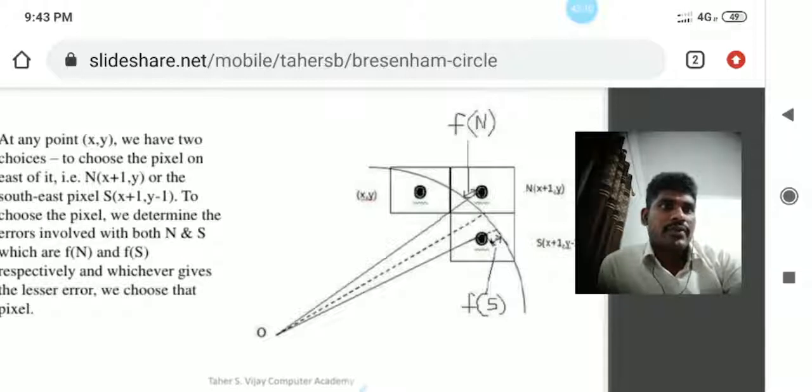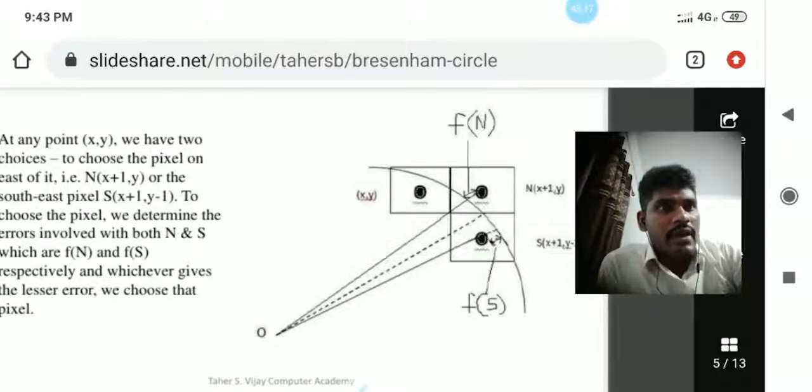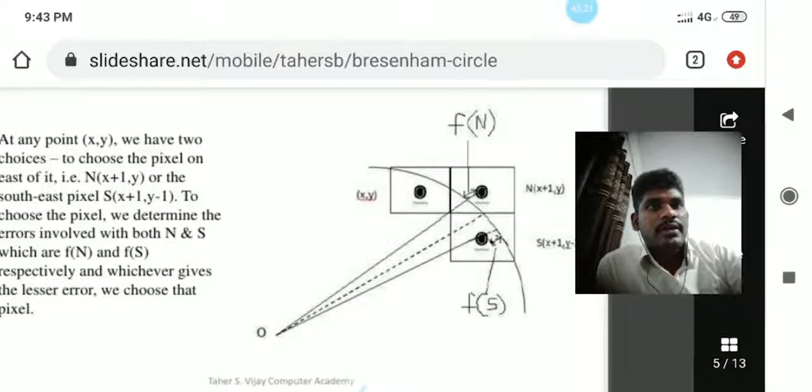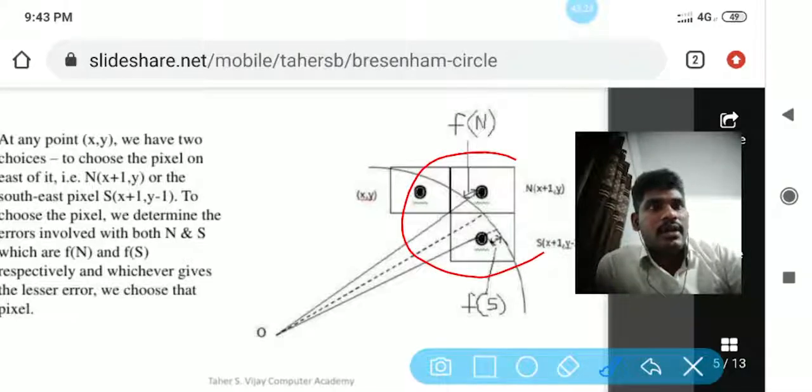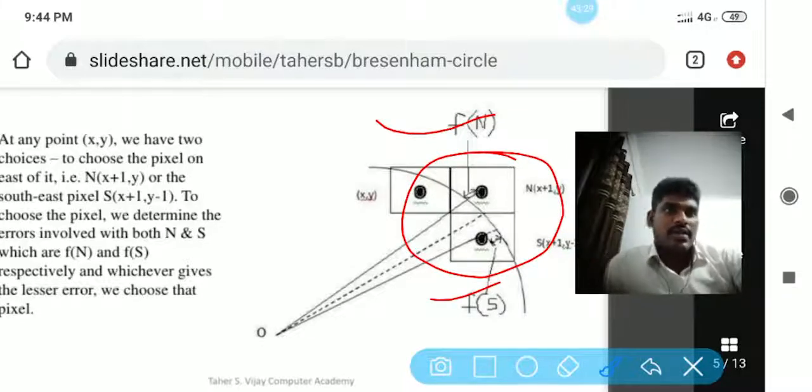North and south: north is (x+1, y), south is (x+1, y-1). So there are two candidates here, one is f of n, the second is f of s. One is the south side, one is the north side.